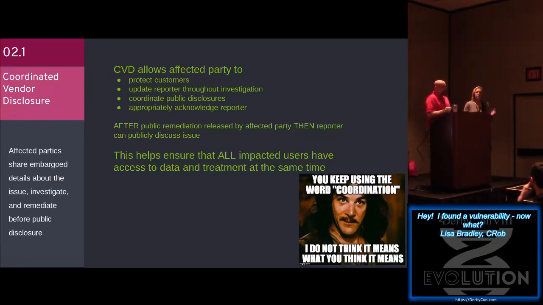I mean, it's often a risk that a company takes in having this open communication, but the goal is to just make sure the most customers are protected and that the fix is out there before anything gets publicly disclosed. Before the bad guys find it and start using it.